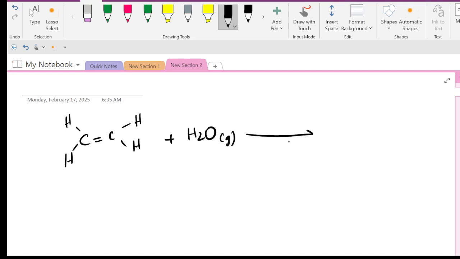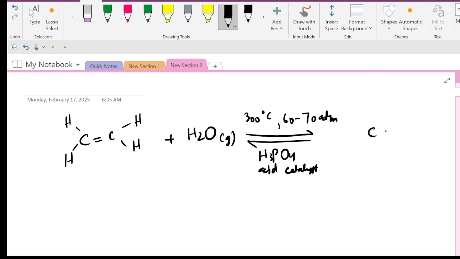So this is a reversible reaction actually. In the presence of around 300 degrees Celsius and the pressure that is around 60 to 70 atm, and the catalyst that is used here is phosphoric acid, H3PO4. So that is an acid catalyst. H3PO4 is used here as an acid catalyst. So it will be producing ethanol.